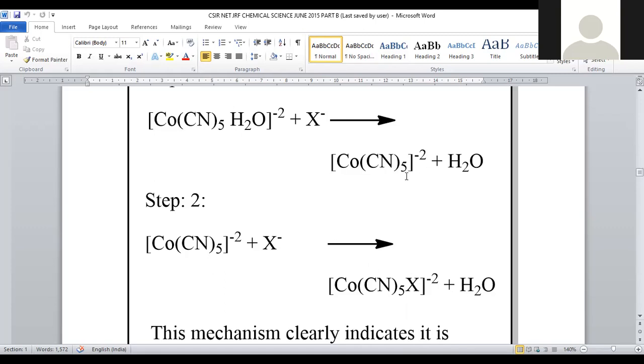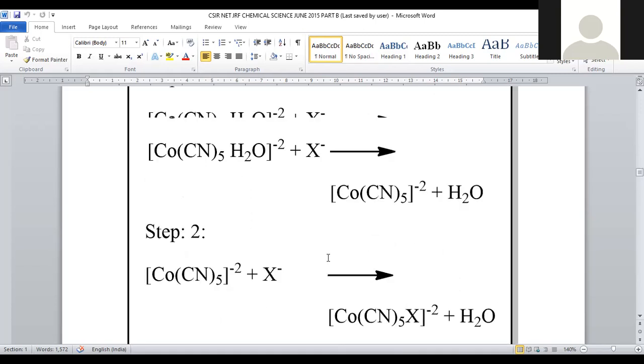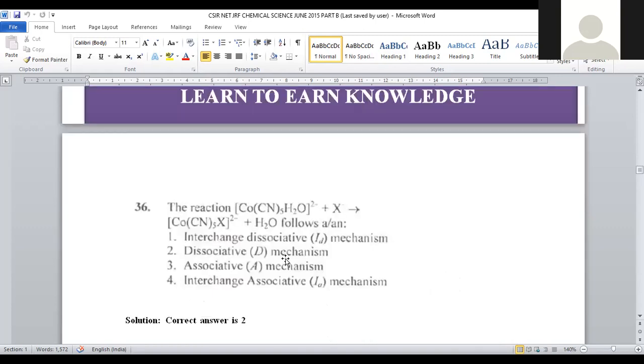This is the simplest mechanism which exactly resembles SN1 type, where we have a two-step mechanism. Here also a two-step mechanism is there. The existing nucleophile will be discarded and a new nucleophile will be added in the next step, so that a dissociative mechanism will be followed here. That is mentioned in option number 2. For question number 36, option number 2 is the correct answer.